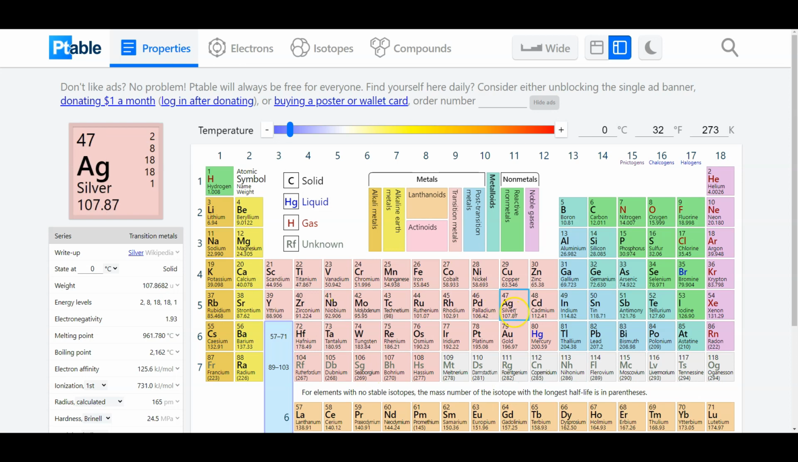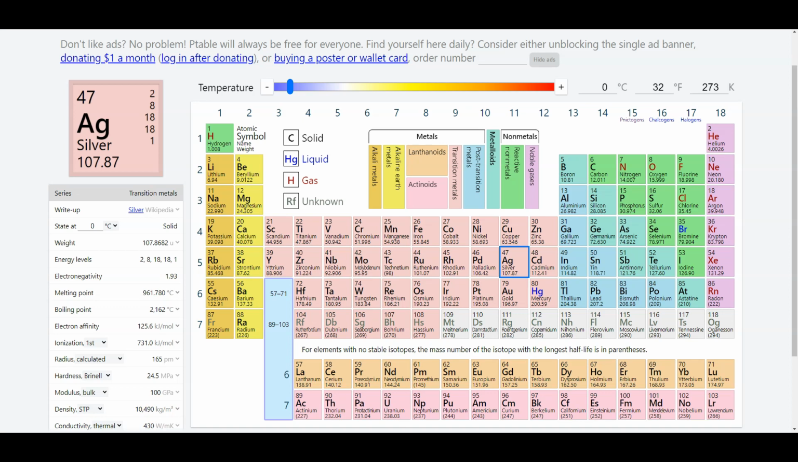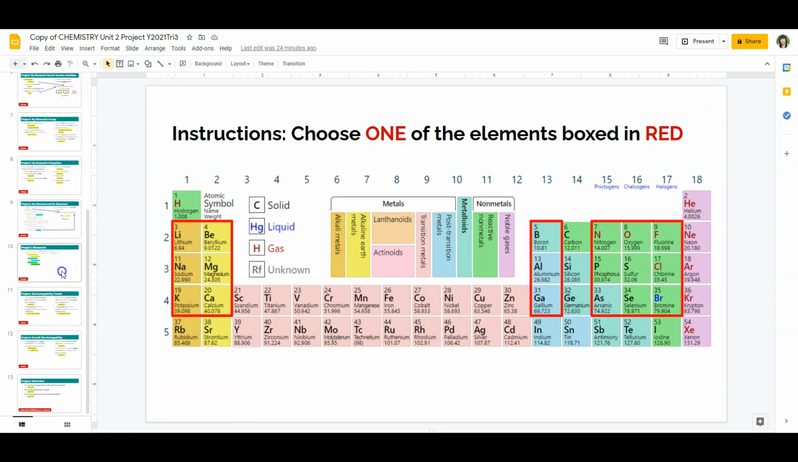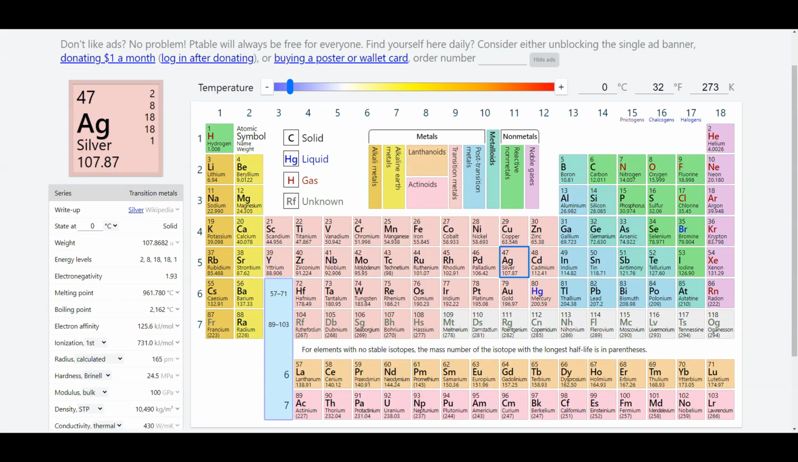So I'm going to go ahead and use silver. Again, you cannot use silver because silver is not an option from slide number 2. So please do not use silver. This is only an example.